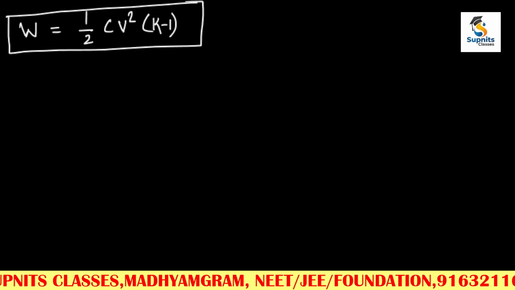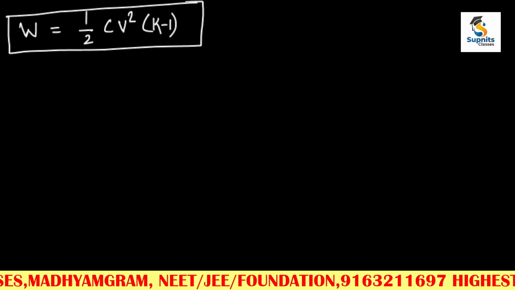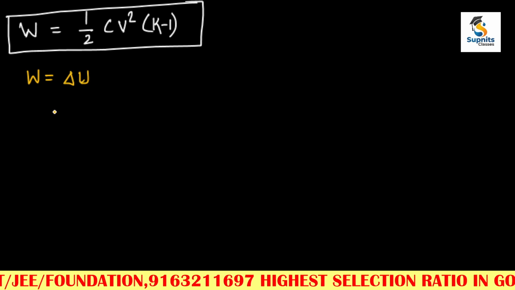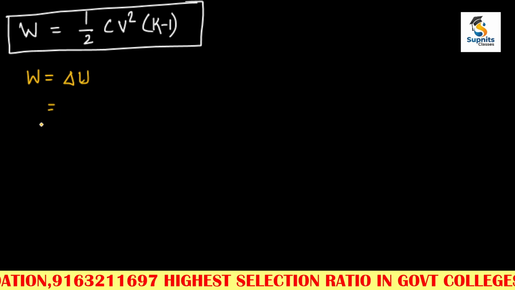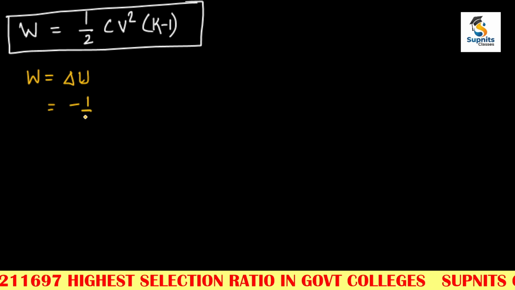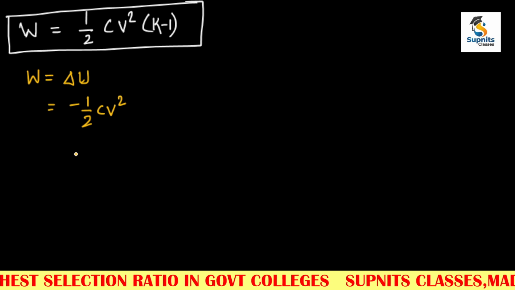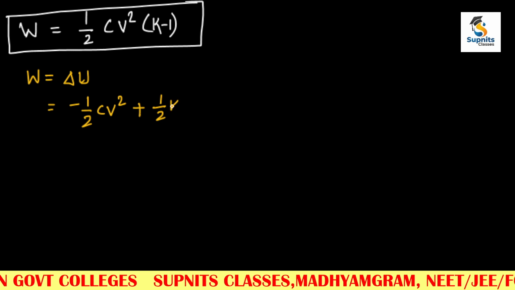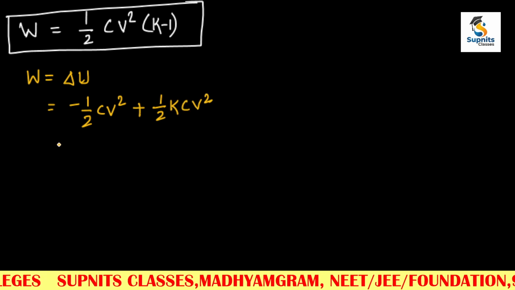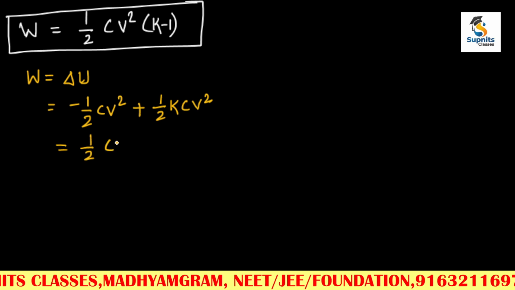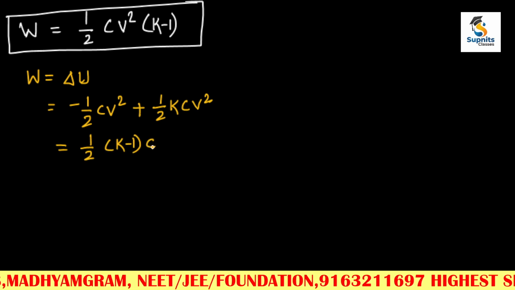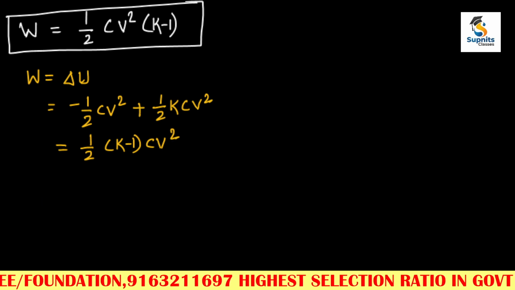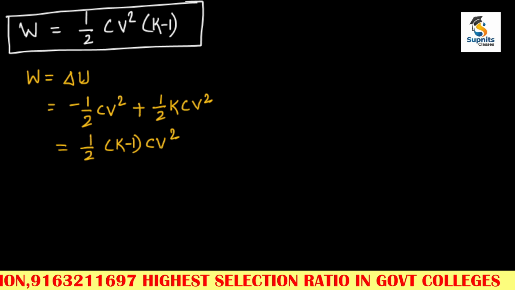Okay, we know that work done is nothing but change in potential energy, correct? The initial potential energy is half C V square, but when the dielectric is inserted, it becomes half K C V square. So this way also you can easily find the same work done that you have found right now. Just for comparison purposes I did this, it need not be done again.